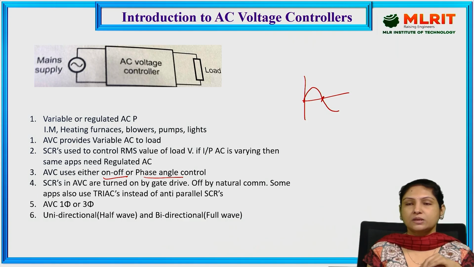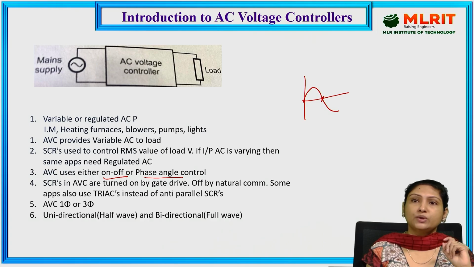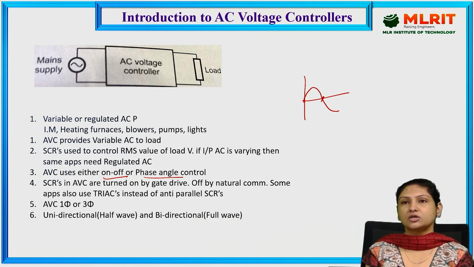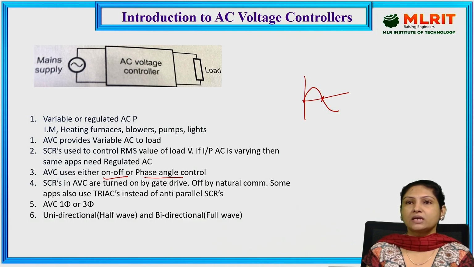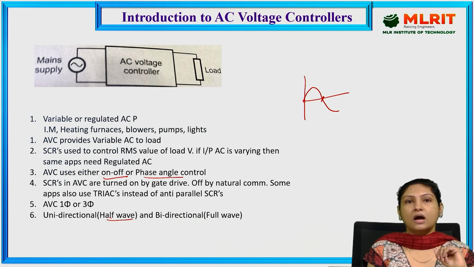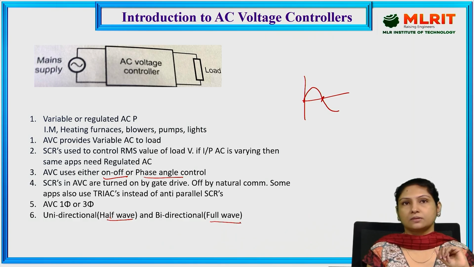And here, AC voltage controllers are of single phase or three phase type, and they can be unidirectional or bidirectional. Unidirectional in the sense it is a half wave controller, and bidirectional control in the sense it is a full wave controller.